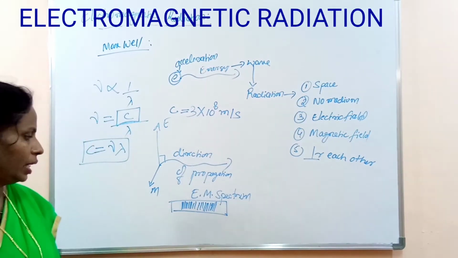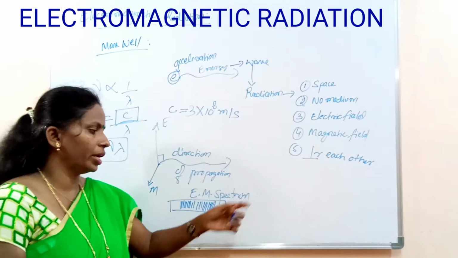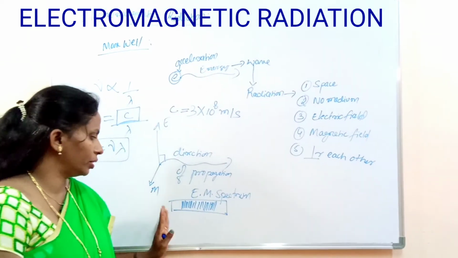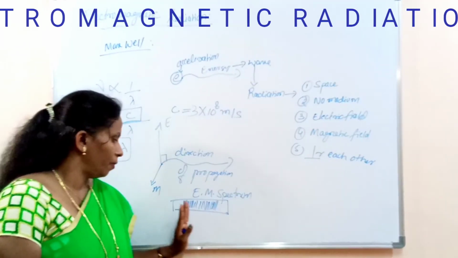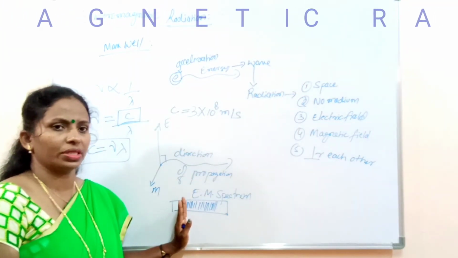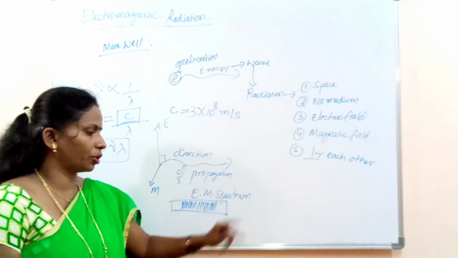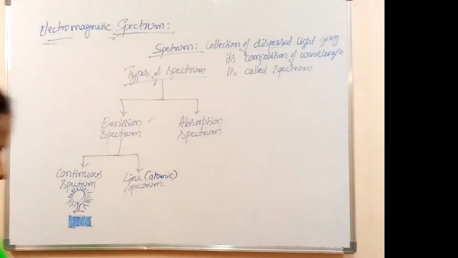Electromagnetic spectrum. That series of electromagnetic radiations is called the electromagnetic spectrum. Here this is a continuous spectrum. Here there is no gap. One by one, all types of frequency radiations we will get. That series is called the electromagnetic spectrum.